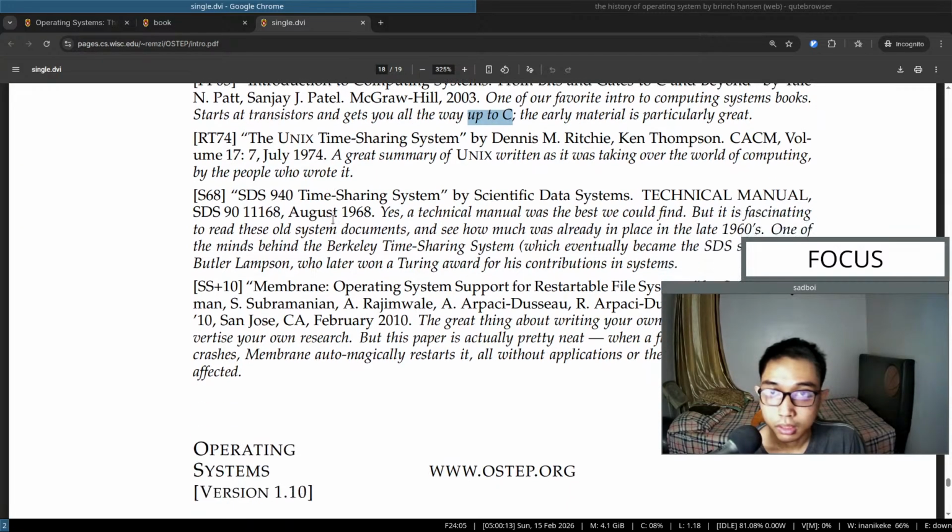Okay. The UNIX Time-Sharing System. A great summary of UNIX written by the people who wrote it, which was taking over the world of computing. Oh, right. Dennis Ritchie and Ken Thompson.